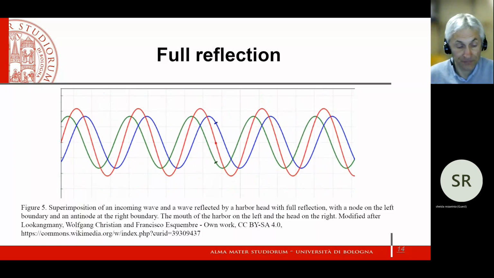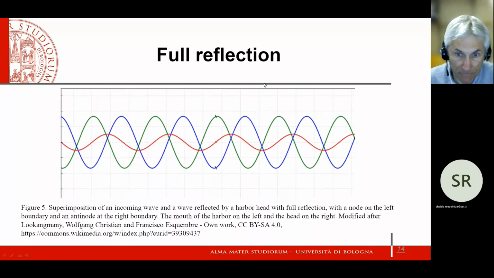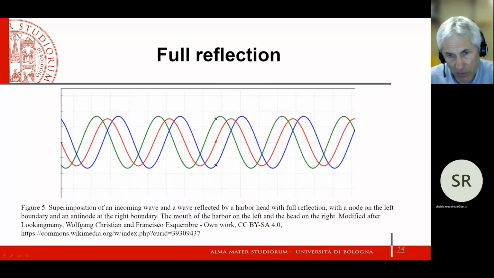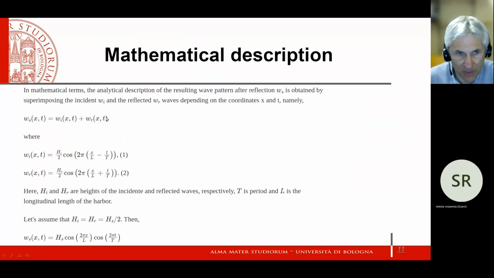Now let's look at the math of it, because we saw this figure. There is one more figure, but let's forget it. In mathematical terms we just have to write the standing wave WS as the sum of the incoming wave plus the reflected wave. So you have WS that is given by WI plus WR.